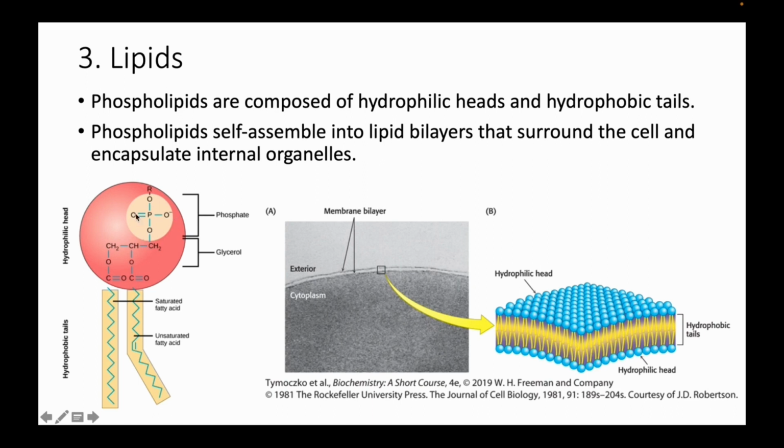So because we have the hydrophilic head and the hydrophobic tail, it makes these phospholipids self-assemble into lipid bilayers that look something like this, where the hydrophobic tails want to interact with each other and get away from the water that's on either side of the membrane. And then the hydrophilic heads, they like to interact with the water. So this makes this nice sandwich structure that forms chemically favorable interactions.